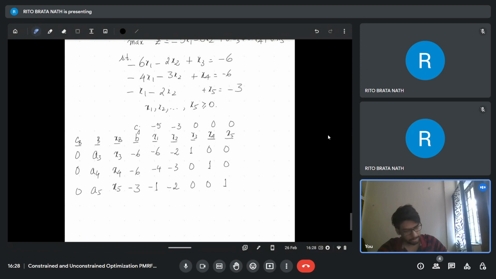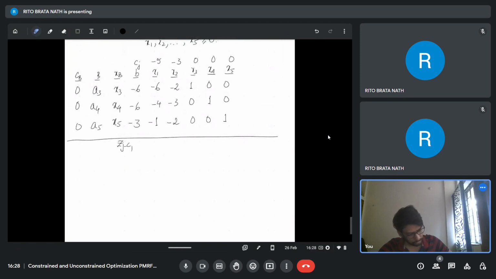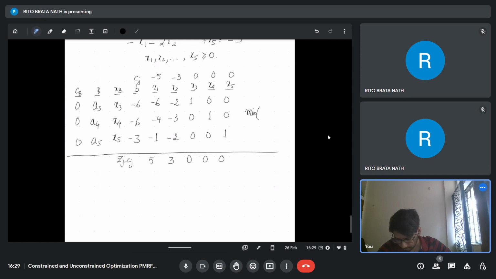Okay, so let's calculate. So this is 5. So you're maintaining optimality because every one of them is greater than or equal to 0. Now, what you can do, you can take min of, say, this minus 6, minus 6, and minus 3. So this is minus 6. And right now I'm not going into the tie breaking.